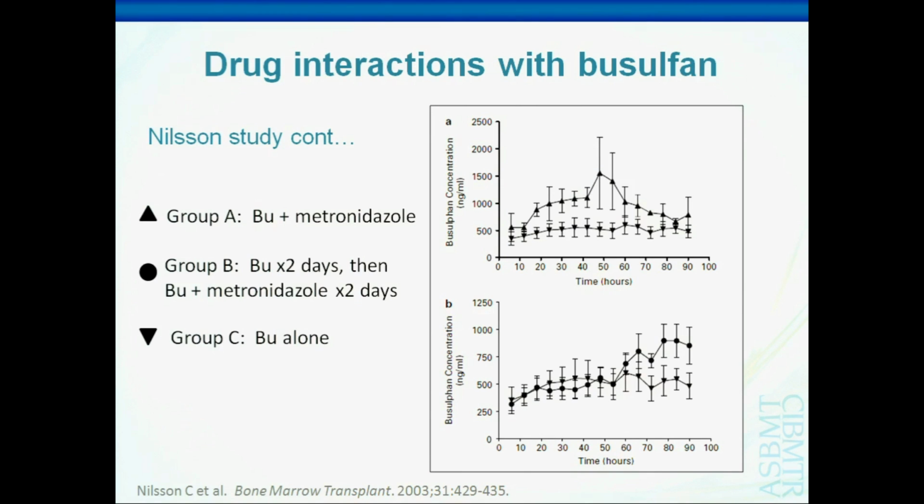The second is looking at Group B and Group C, our control. Up front, the first 2 days, where both groups were just taking busulfan, they have very similar trough levels. However, in Group B, the next 2 days, they took metronidazole with their busulfan, and you can see that significant increase and change compared to the control group.